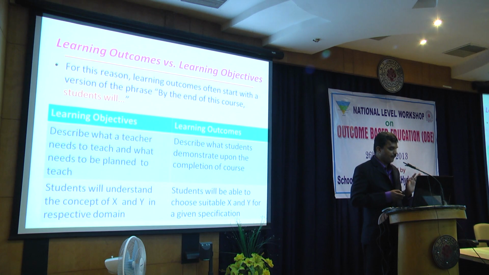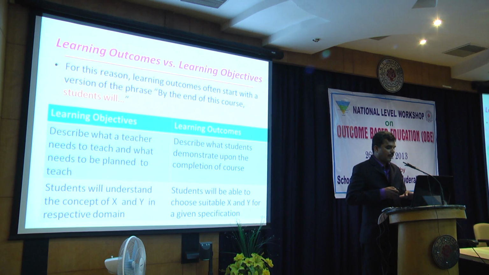Next example, you see that. Students will understand the concept of X and Y in the respective domain. But what is the learning outcome? When I know three or four concepts, among those concepts, which is the relevant concept for the given specific problem that I have to identify as a student, that is the outcome. When I am not able to identify which is the relevant technique for the respective problem, then there is no use of the concept. So this is what tells the differences between the learning objectives and learning outcomes.